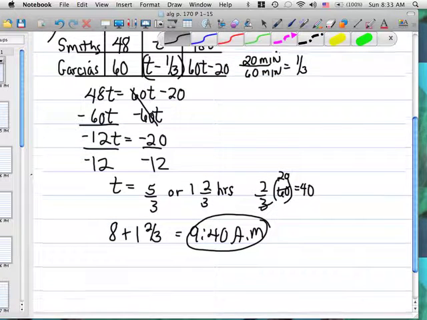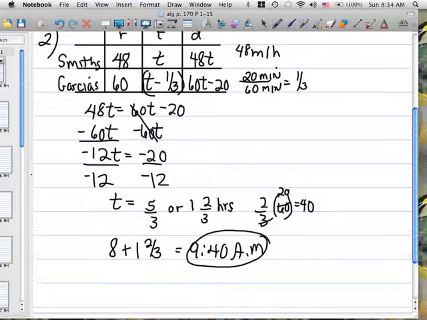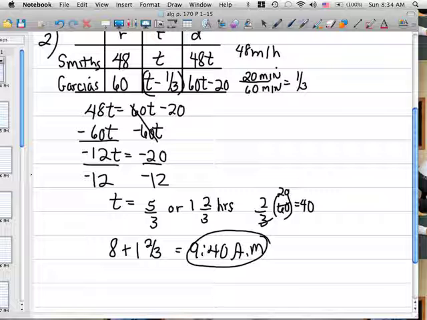So please be careful on the times on these problems. Since most of the rates are given in terms of hours, if there's minutes involved, you have to convert those minutes into parts of an hour.